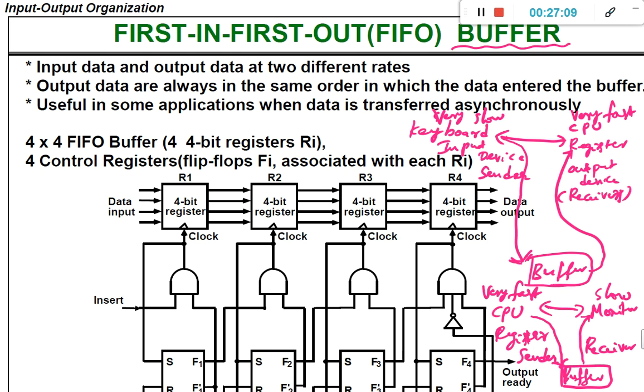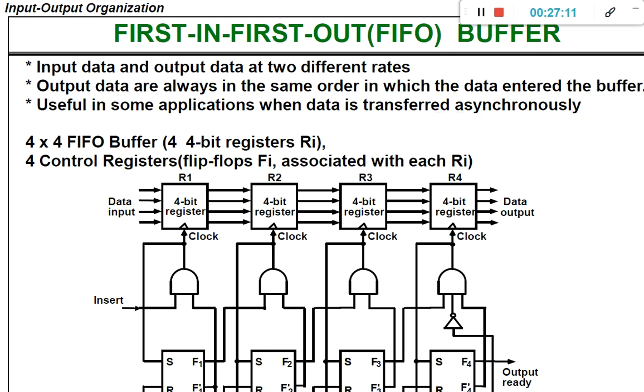In this diagram, we will see a 4x4 FIFO buffer. What is meant by FIFO buffer? First in first out buffer means whatever data is placed first should be output first. First in, first out.